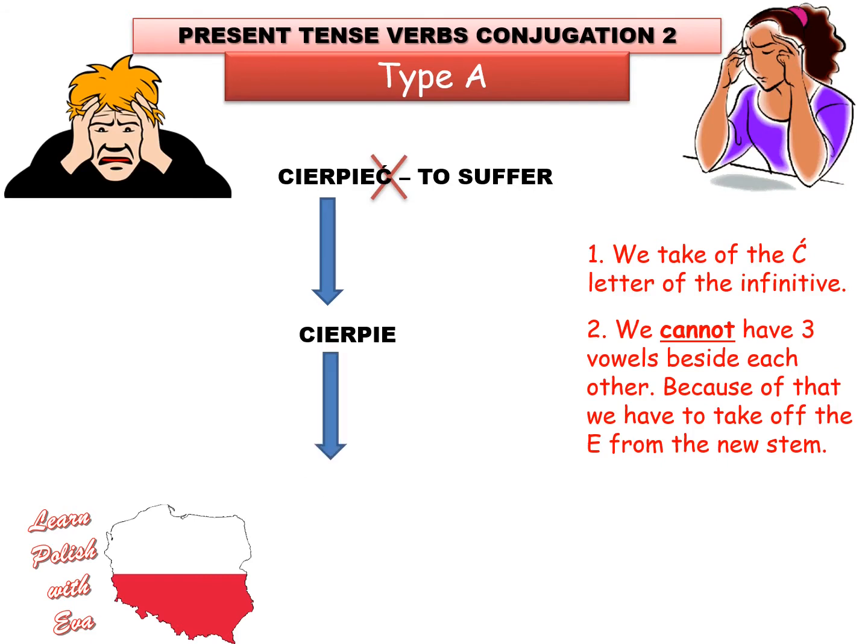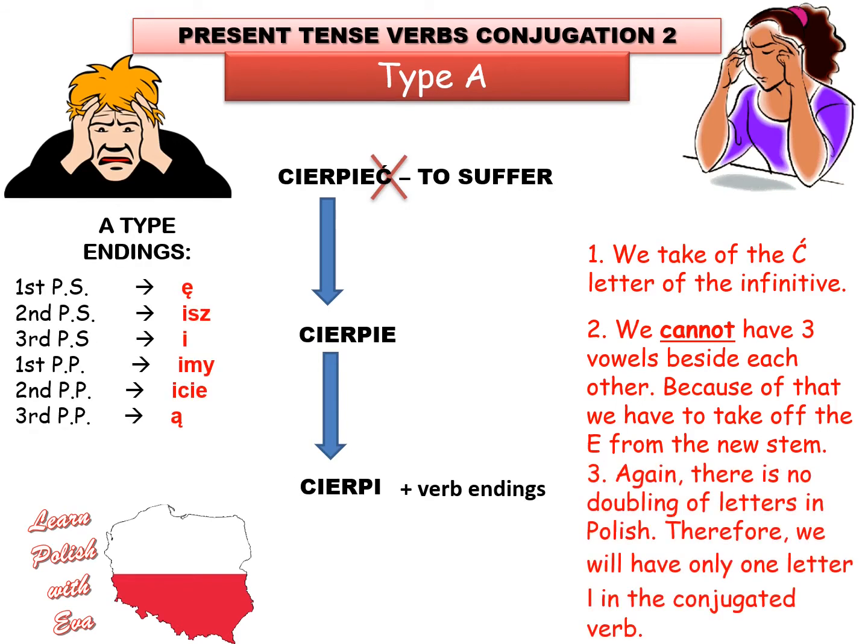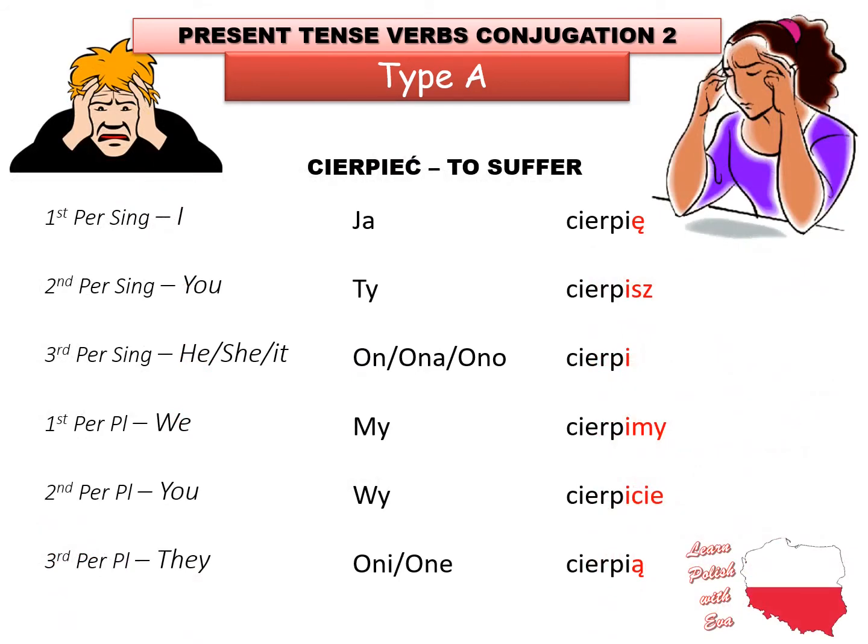And then we're going to add the verb endings. Again, there is no doubling of vowels in Polish, so we're only going to have one letter I in the conjugated verb. Ja cierpię, ty cierpisz, on, ona, ono cierpi, my cierpimy, wy cierpicie, oni, one cierpią.